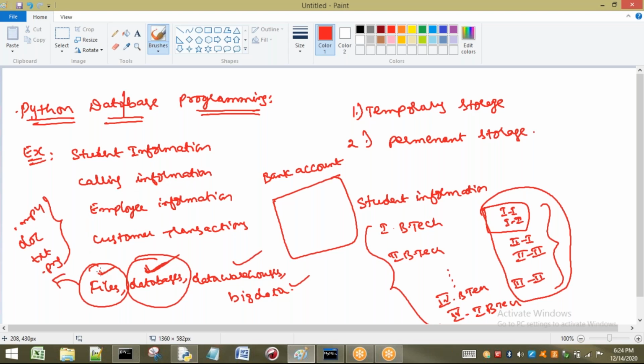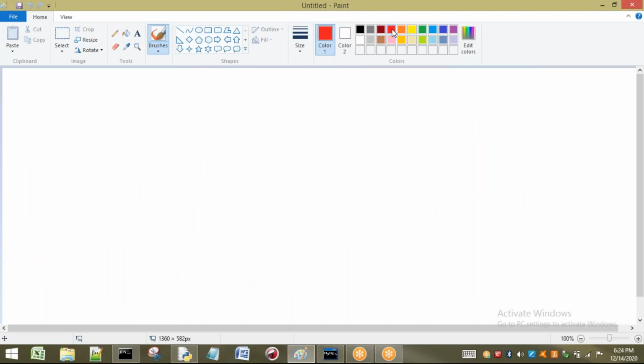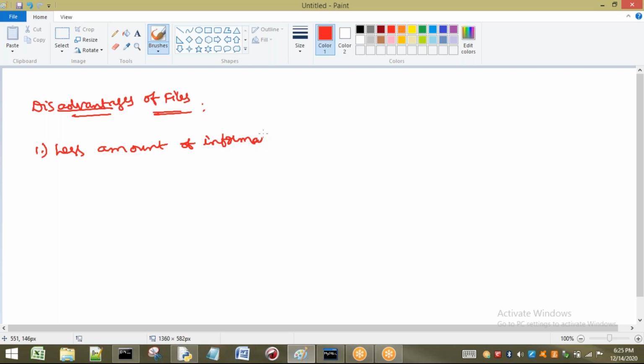First I will tell you the limitations of these files. Later I will tell the advantages of databases. So the first point is the disadvantages of files. By seeing these disadvantages only, we have to go to another concept. So what are the disadvantages of files? First point, less amount of information. Only a small amount of information can be stored here.